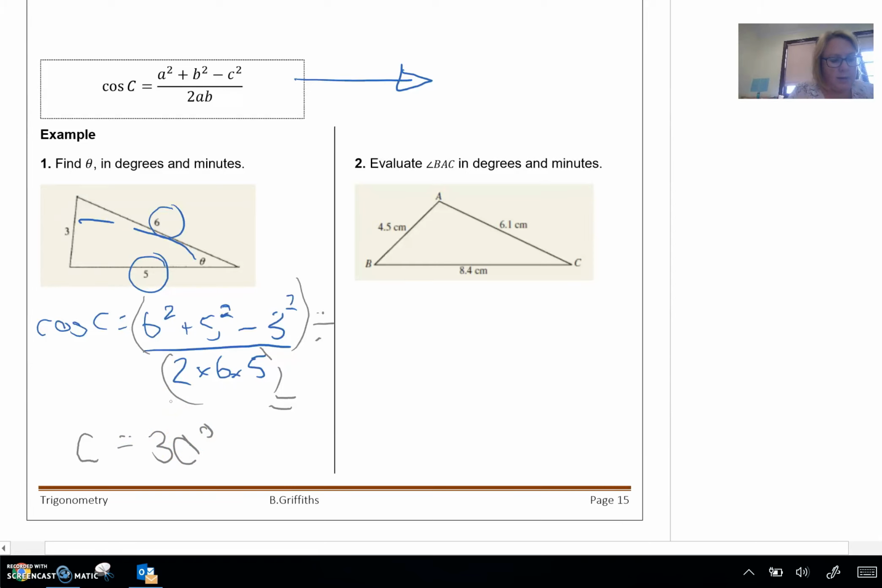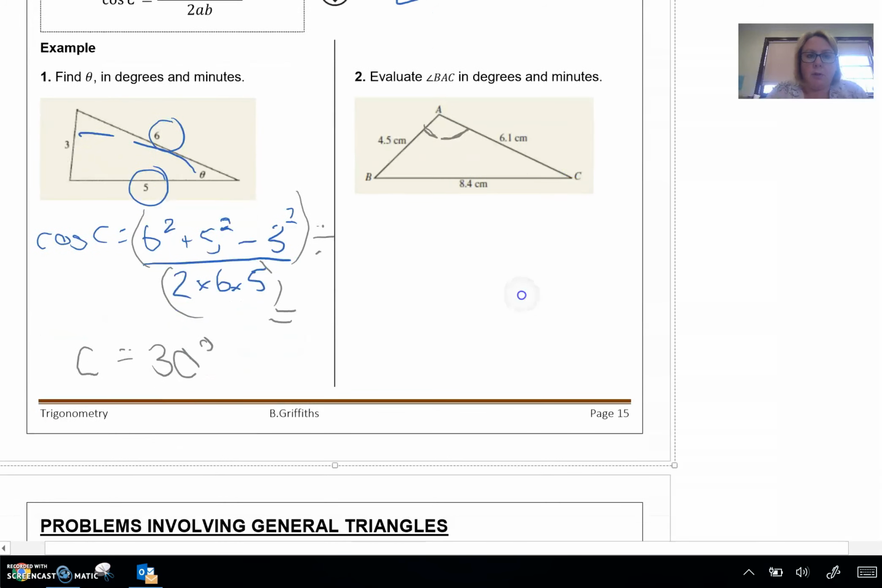When you put it in your calculator, you'll get 0.86 something, and you've got to press inverse cos. Evaluate BAC, that's this one, to the nearest degree and minute. It's exactly the same as over here, so I'll write it up and you can just refer to that so the video doesn't go too long.